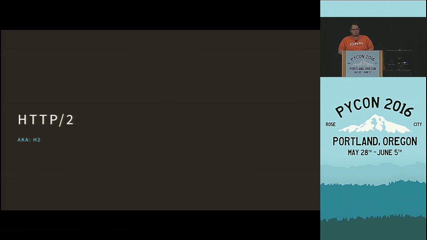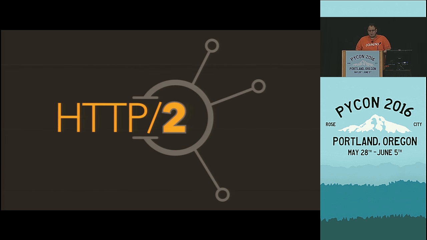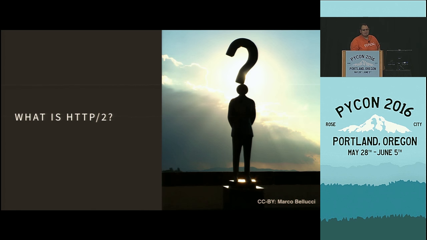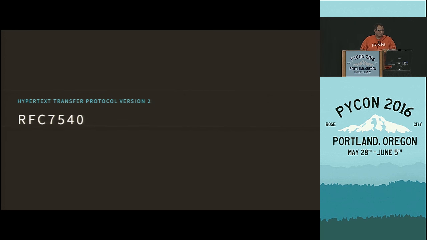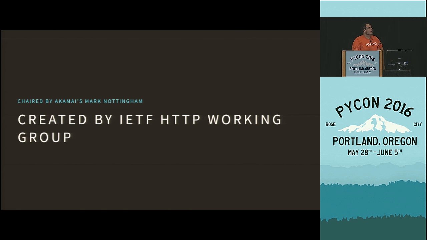On to HTTP2, or H2. HTTP2 has been around for about a year in official spec form. We know that it's a real thing because it has a logo. But what is it? HTTP2 is actually two separate specifications. It is RFC 7540, which is the HTTP2 spec, and 7541, they are consecutive, which is HPACK, which is header compression, which we'll talk about today. It was created by the IETF working group, which is chaired by Akamai's Mark Nottingham.